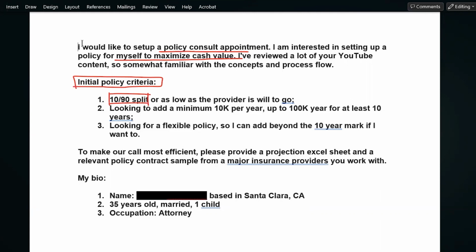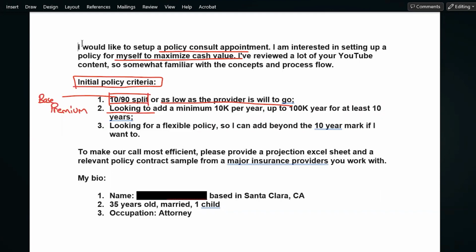A 1090 split means we've got a 10% base premium. The base premium takes the biggest bite out of cash value initially, so he wants to minimize that. Look specifically at what it says, 1090 split, or as low as the provider is willing to go. So how do I minimize expenses and maximize cash value?